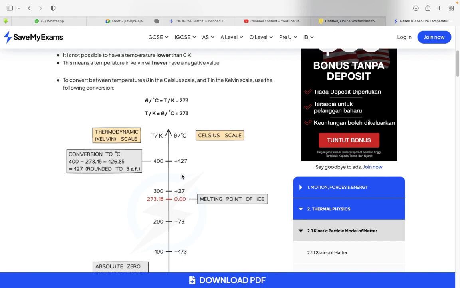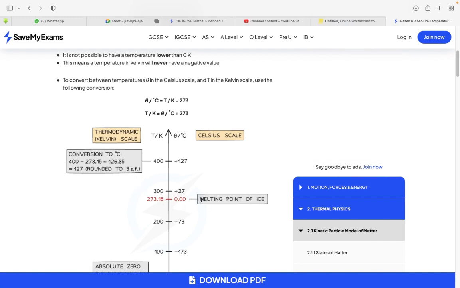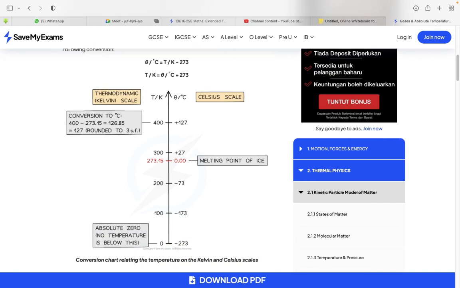If you look at the diagram, the right side is the Celsius scale. The left side is the Kelvin scale, what we call the thermodynamic scale. So this diagram is demonstrating two scales. On the Celsius scale, we have the melting point, which is the temperature of ice, which is 0 degrees, and we have the boiling point, which is 100 degrees.